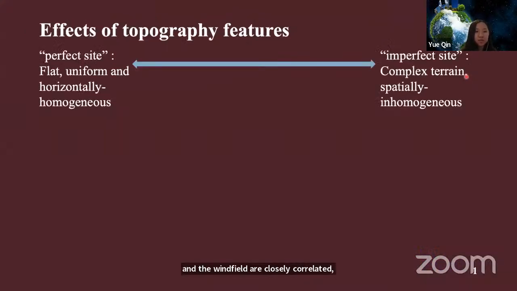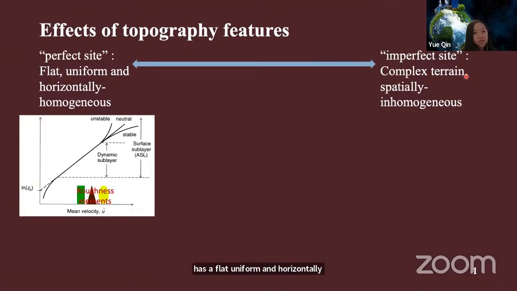So since the introduction of the Obukhov length, micrometeorologists were specifically interested in the perfect site that has a flat, uniform, and horizontally homogeneous surface. Under such conditions, the constant flux assumption can be satisfied with sufficient accuracy within the surface layer. The logarithmic law of the mean wind velocity and the Monin-Obukhov similarity theory will be applicable.